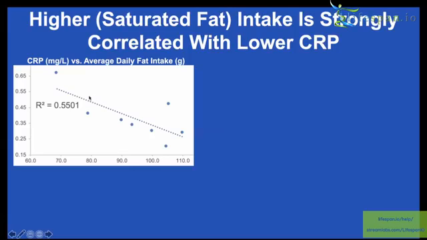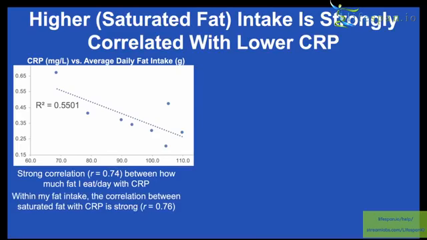So looking at my diet with CRP, and I have less data for CRP because I just started tracking it last year. So I think I have 8 data points, 2, 4, 6. Yeah, I have 8 data points. And the strongest correlation is with my average daily fat intake. So in this case, higher total fat intake is correlated with a lower CRP on the y-axis. And even going forward within my fat intake, the correlation between saturated fat, actually this should be a negative correlation. So higher saturated fat intake strongly correlated with a lower CRP in my data.